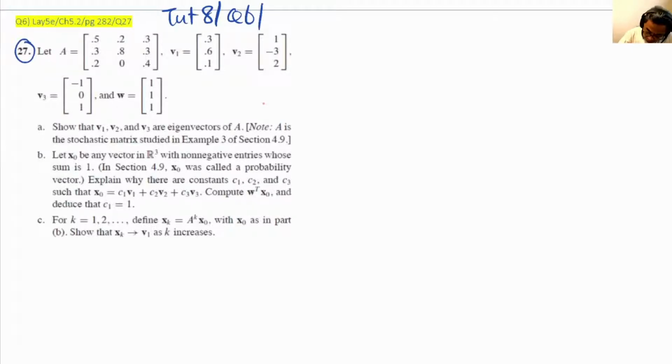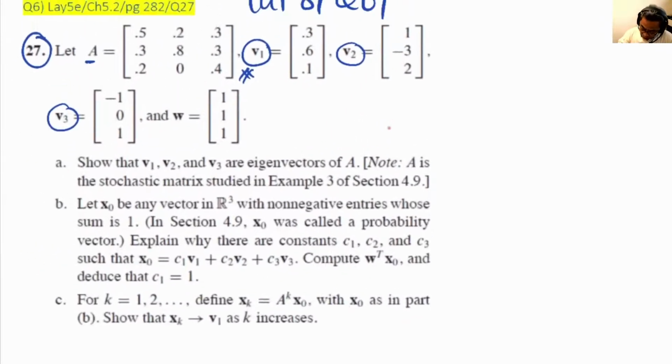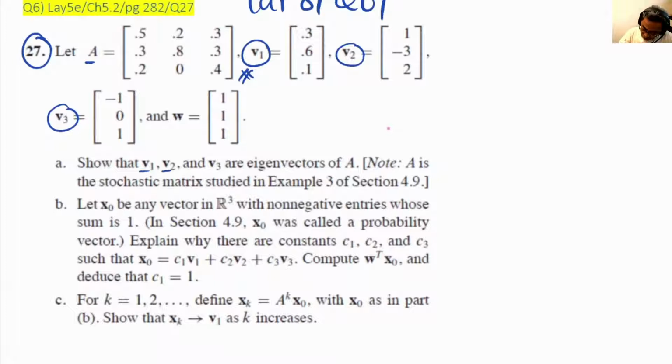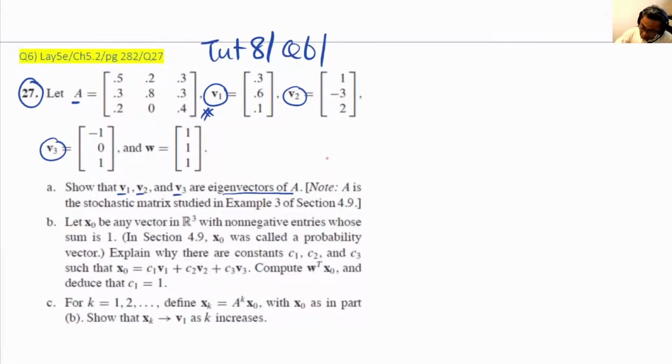We are given a square matrix A with these entries, and we are given three vectors v1, v2, and v3. And we are asked to show that these three vectors are eigenvectors of A. Remember that to show that something is an eigenvector, we'll basically take the vector, for example v1, and we hope that A times v1 will be some scalar version of v1.